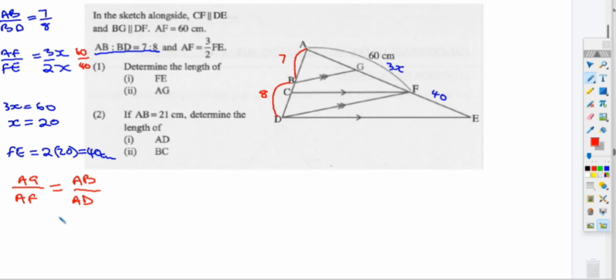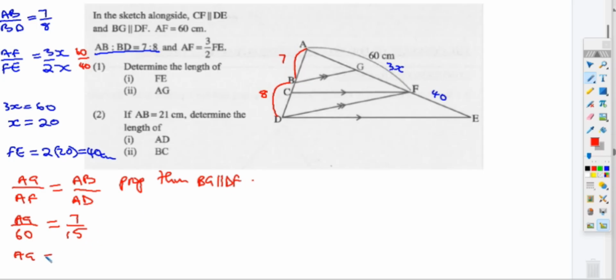So we will write it as AG, that's the one we are looking for, over AF there, it's 60 centimeters, and that is equal to the ratio on this side, AB, is 7 over 7 and 8, they give us AD, that is 15. So your AG, okay, we did not give a reason here. Prop theorem with the parallel lines, BG parallel to DF. You should never forget that.